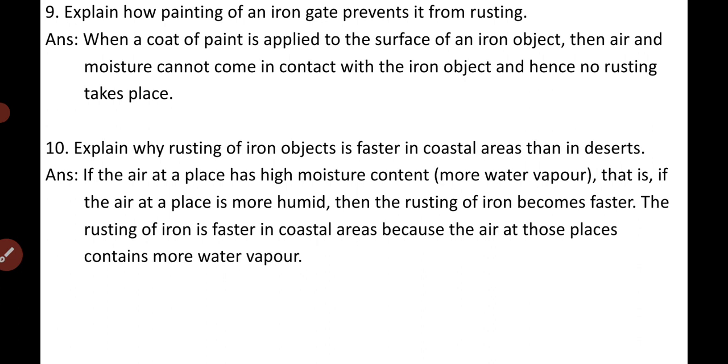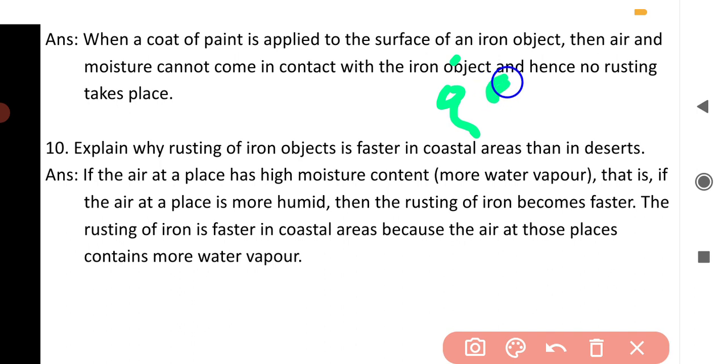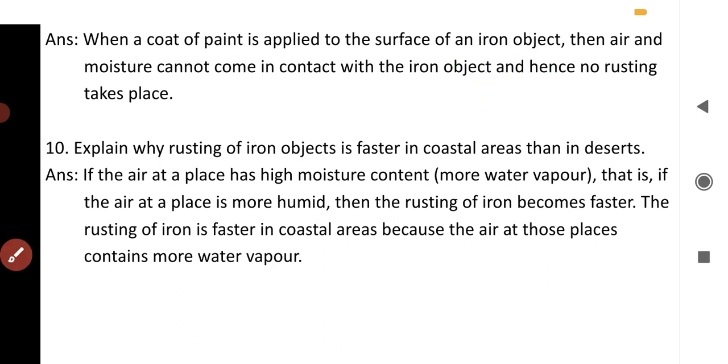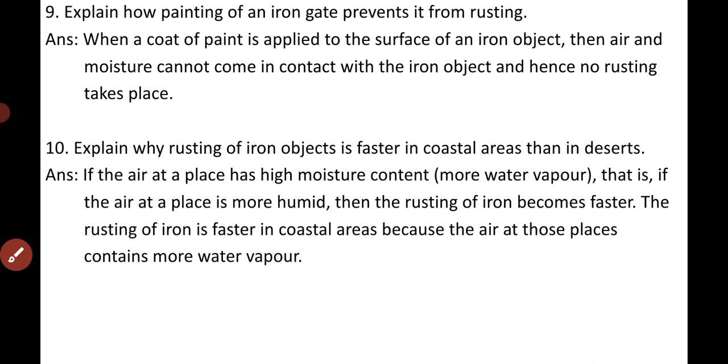Clear? So when a coat of paint is applied to the surface of an iron object, or iron gate here, then air and moisture cannot come in contact with the iron gate. Here you have to write gate, G-A-T-E. I have written object, but you have to write gate. Hence no rusting takes place. So when a coat of paint is applied to the surface of an iron gate, oxygen and moisture cannot come in direct contact with it, and hence no rusting takes place. That's how rusting is prevented by applying paint to an iron gate.